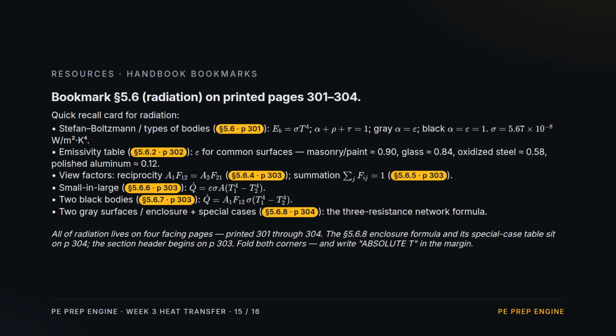Bookmark the pages. Radiation opens with Stefan-Boltzmann, the types of bodies, and alpha plus rho plus tau equals 1. Then the emissivity table, view factor reciprocity and summation, the small and large result, the 2 black body result, and the 2 gray surface enclosure formula with its special case table. All of radiation lives on 4 facing pages. Fold the corners and write absolute T in the margin.